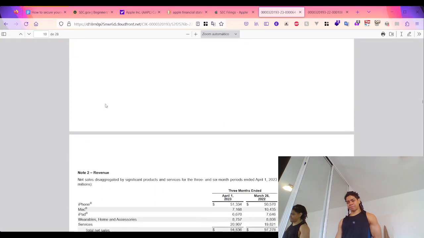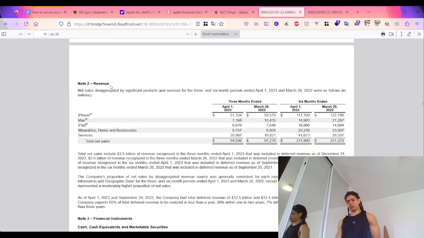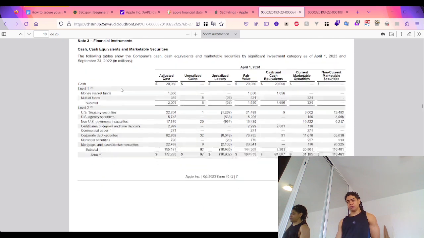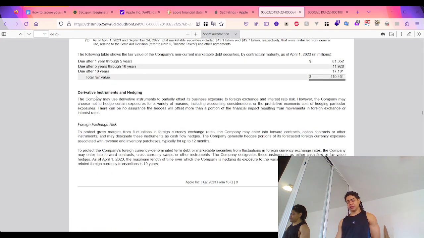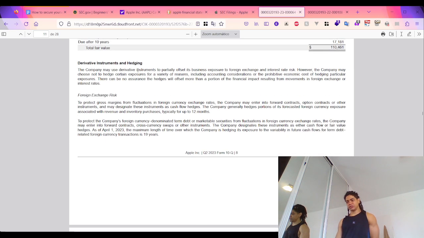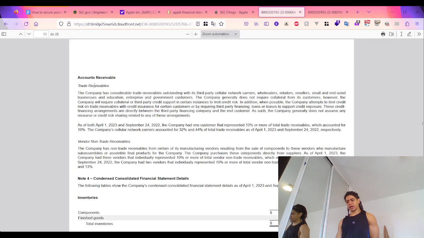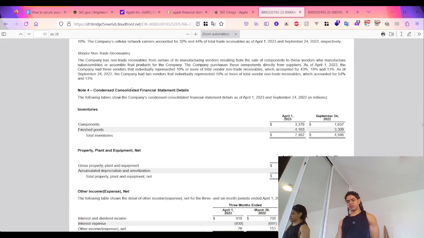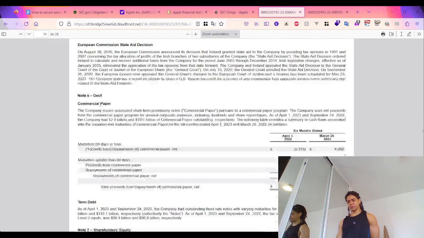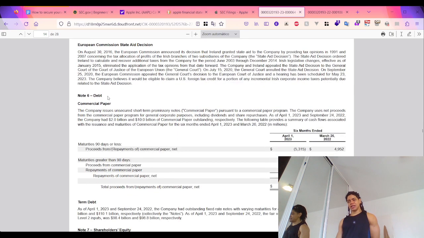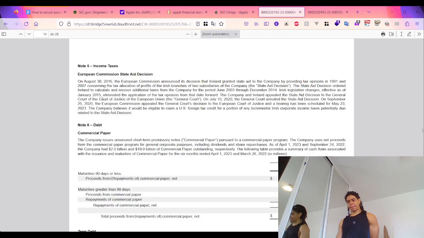And read the footnotes. Summary of significant accounting policies. It also mentions the revenue, financial instruments, cash and cash equivalents, marketable securities, derivative instruments and hedging, accounts receivable, and here, condensed consolidated financial statement details, income taxes, debt.